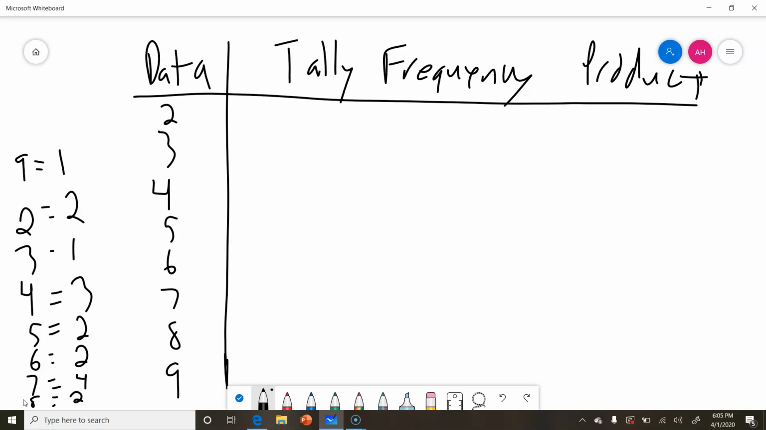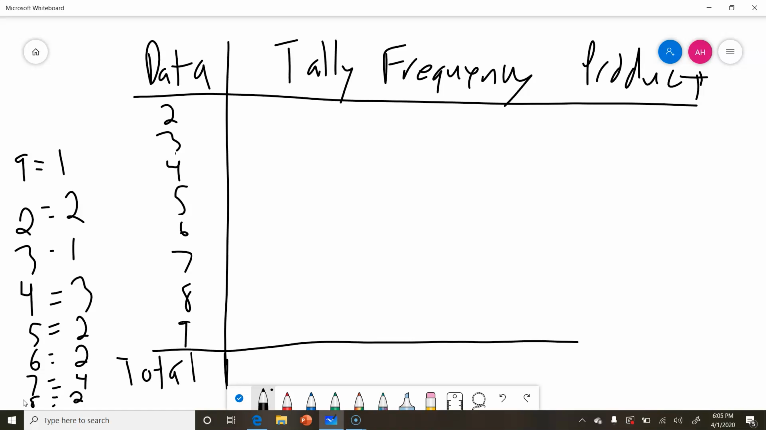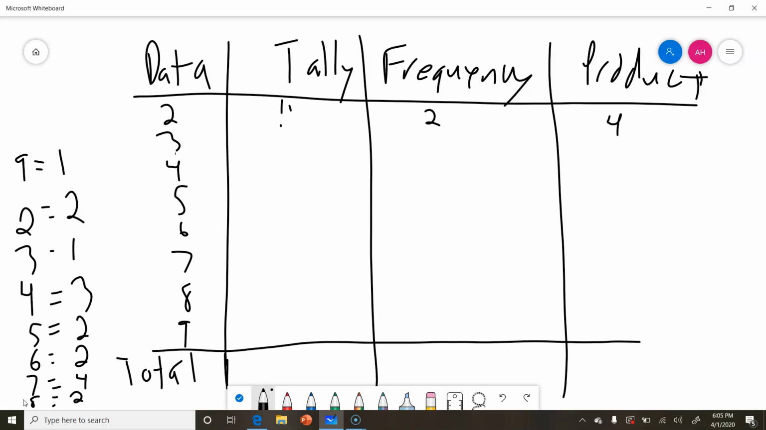Let me erase this. I'm going to give myself space at the bottom so you don't get as confused. Then we're going to have a total. In the tally for the 2s, we have 2. That's the frequency of 2. 2 times 2 is 4. For the 3s, we had 1, and 3 times 1 is 3. For the 4s, we write the tally marks here. We had 3 of them, so 3 times 4 is 12.